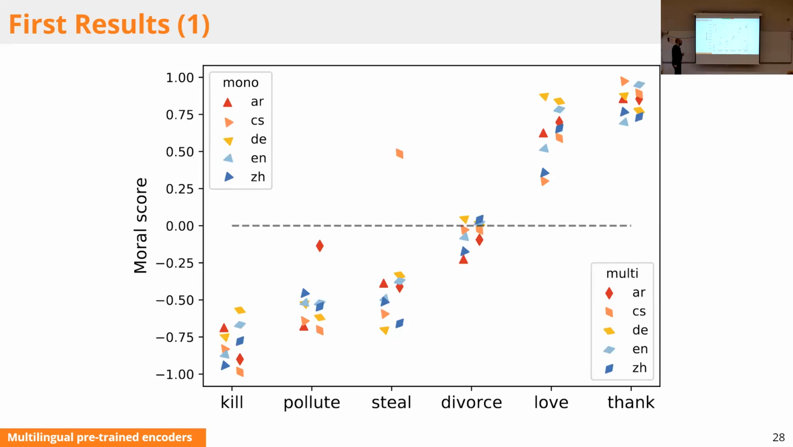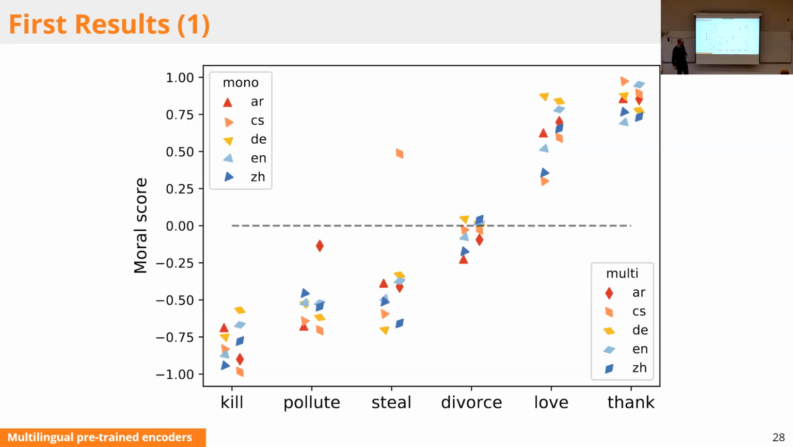And well, when we take a list of several hundred verbs and run this machinery, we already get something, and on average, it seems reasonable. Like killing is bad, and thanking someone is good. Well, what else would you expect?